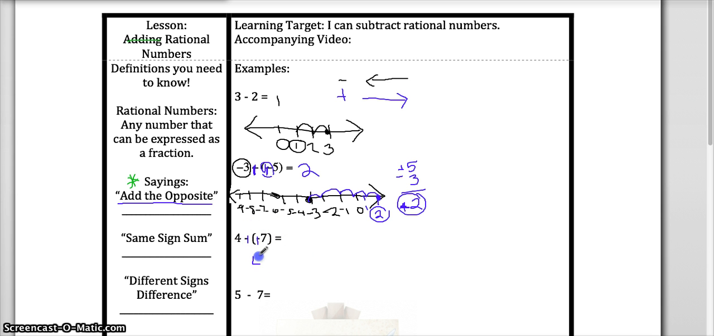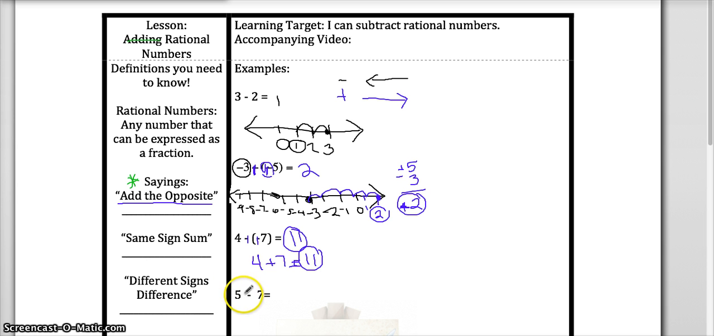You might not even need to draw a number line for it. You can just do 4 plus 7 equals... oh, that's a weird equal sign. Equals 11. And 11 would be your answer. Okay, so 11 is your answer for that.